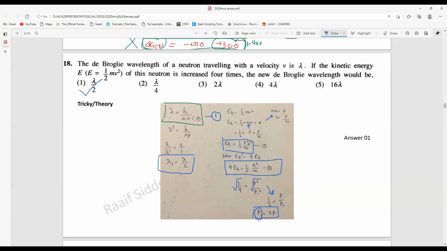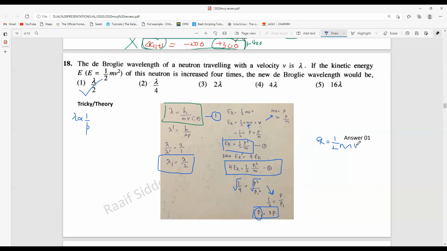Here it is necessary that you know a little bit of physics as well, because we use this equation in mechanics very often in calculations. So it is necessary either to derive this one or to know this one, because this is the easiest way. Otherwise, lambda is inversely proportional to p, so you need to have a proportionality between p and kinetic energy.